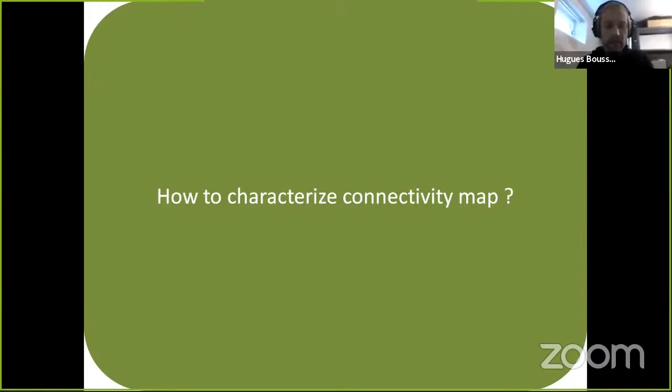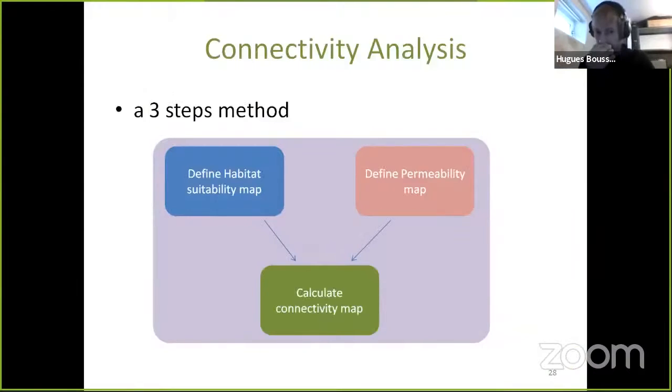So, how to characterize a connectivity map? Oh, it's a good question, and it's INRAe's 3-step method. We first have to define the habitat suitability map. We have to define the permeability map, and note that these two steps are made in parallel, so they are totally independent. In some tools or cases, you have to define the permeability map as the inverse of the habitat suitability map. It's not the case in Chloe. You can create both with their own logic. And once you have the two, you can calculate the connectivity map. So that's what we are going to do.